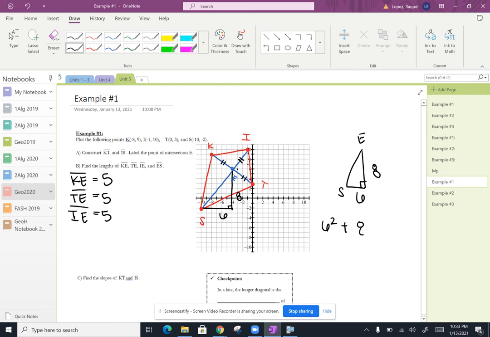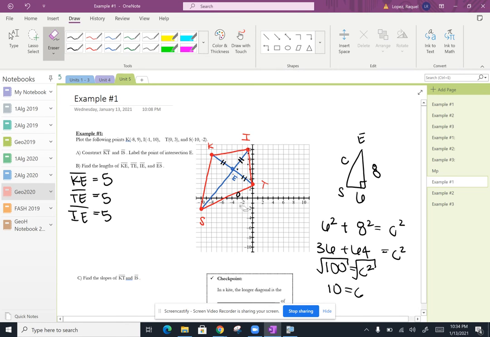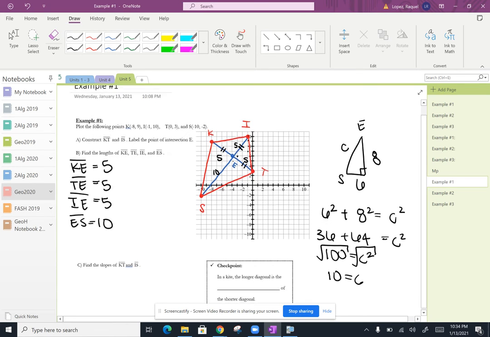So it's going to be 6 squared plus 8 squared equals c squared, because that's what this is. So this is 36 plus 64 equals c squared. 36 plus 64 is 100. Okay, and then finally we take the square root. So that means that c is 10, which means that ES is 10 units long. So this is 10, and then all of these other units are 5. ES is equal to 10.